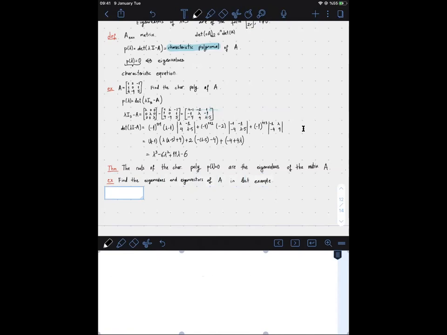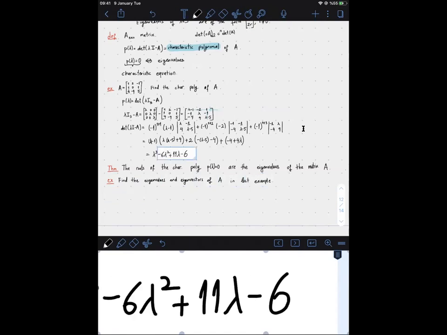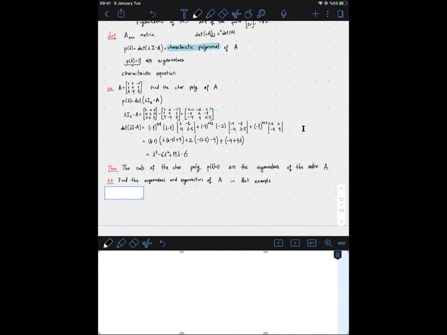So what we do is, first of all, the eigenvalues will be the roots of this cubic polynomial. So eigenvalues are roots of the cubic polynomial: lambda cubed minus 6 lambda squared plus 11 lambda minus 6 equals 0.